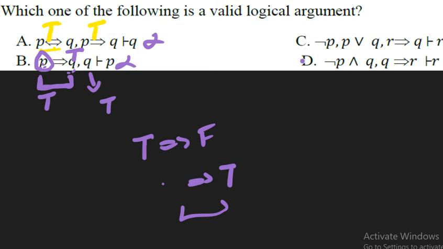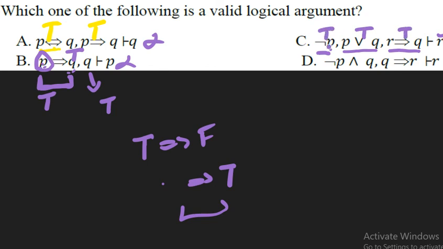When you go to C, there are three premises. Negation P is one premise. The other premise is P or Q. And the third premise is R implies Q. So we are going to check for R. Okay, negation P is true, this is also true, and this is also true. All of them, the premises, are considered always true.